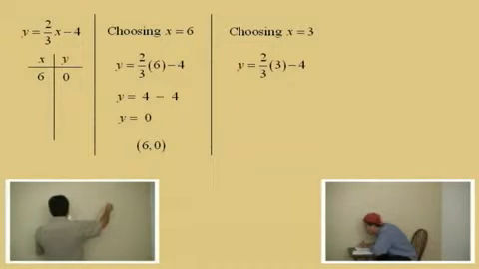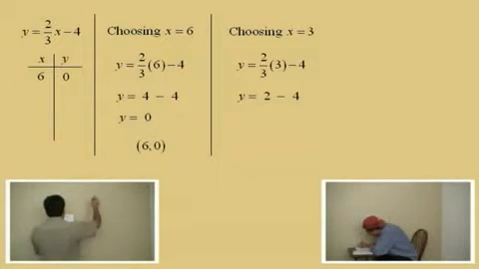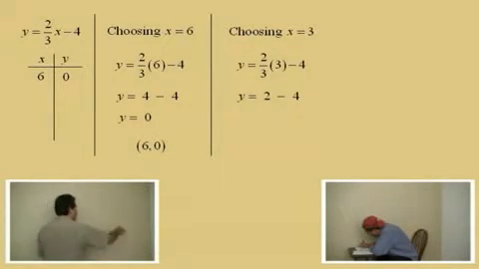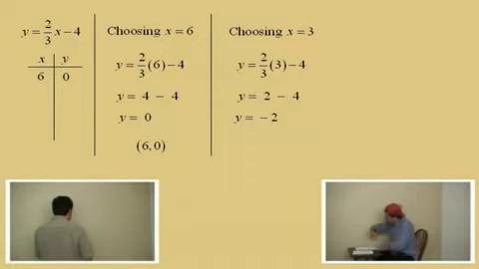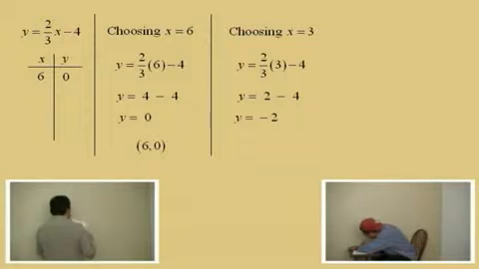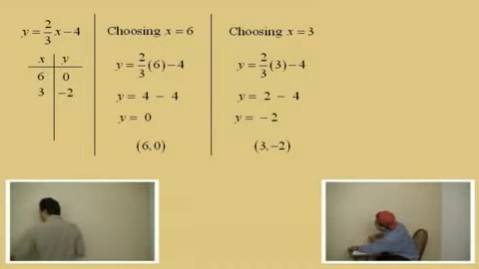Now, Charlie, what's 2/3 times 3? 2, that's right, because the 3's cancel out. We have y equals 2 subtract 4. Very nice, Charlie. And so what is 2 subtract 4, Charlie? -2, very good. And so, choosing x equals 3 gives us y equals -2. And Charlie, so what's our ordered pair there? 3, -2, very good. We'll go ahead and put it in our table.